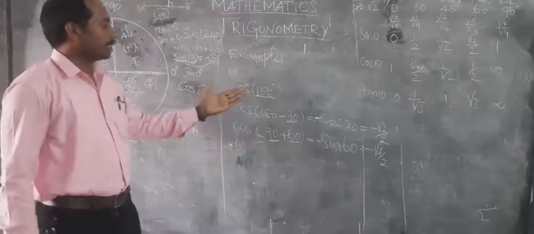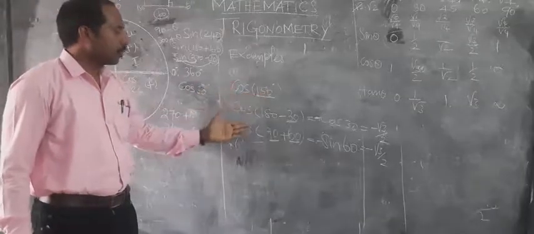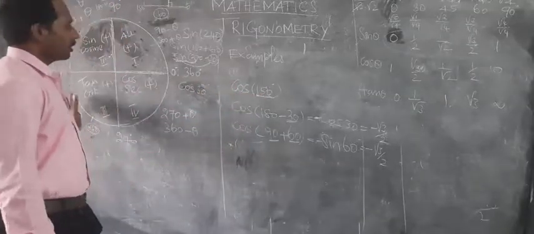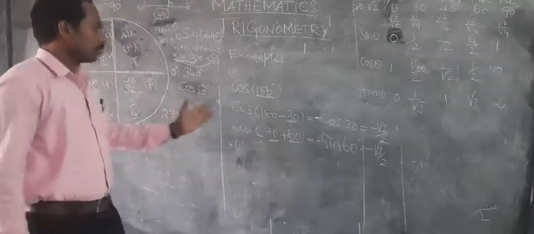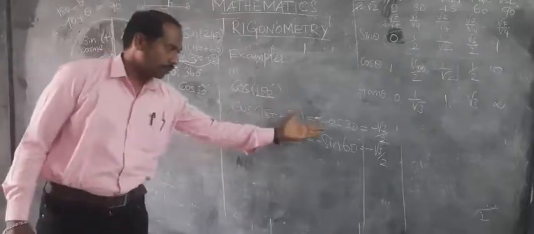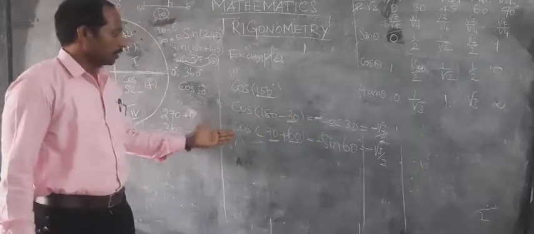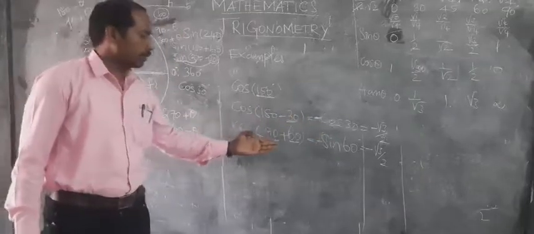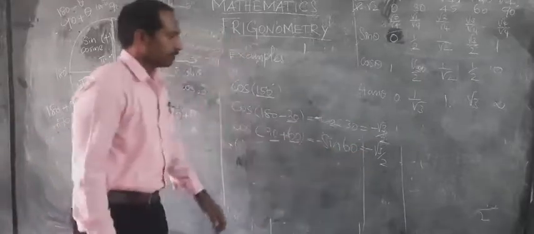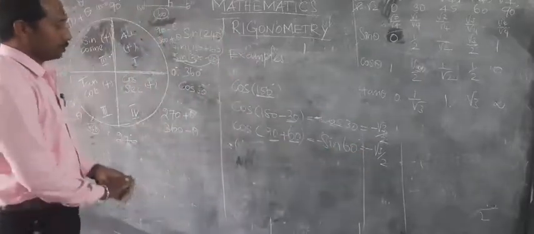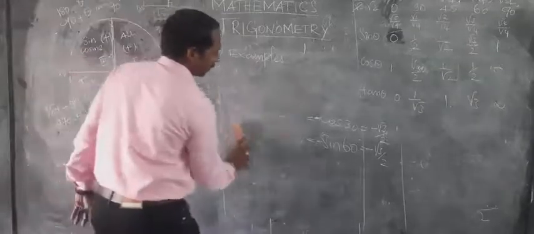So they are asking cos 150, but you have to use the quadrant rule. If you use the horizontal angle, you will get the same value. But if you use the vertical angle, the answer will also come the same. This is the main concept. Now come to the next one.